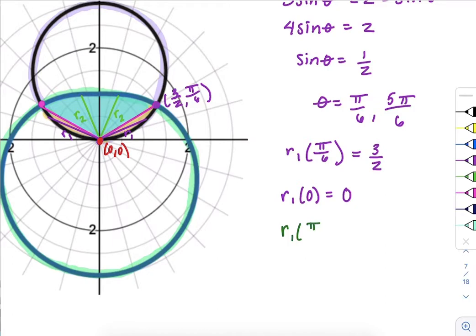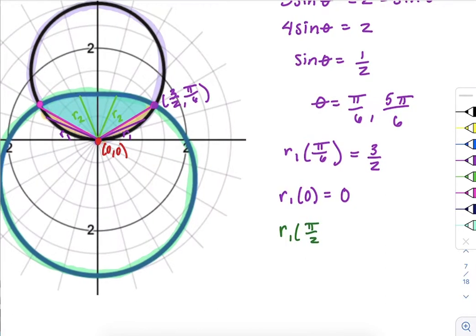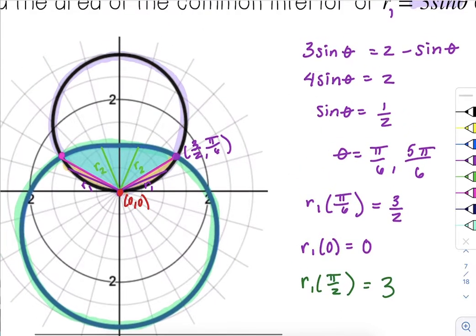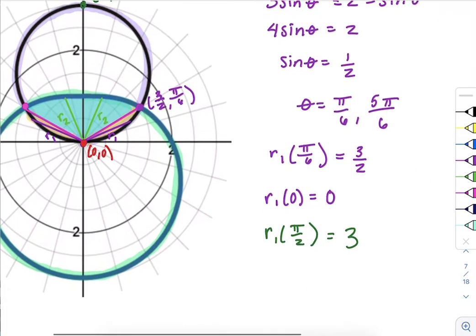R1 of pi over 2, just want to make sure I know where I'm at here and how the circle is moving. That'd be 3 times sine of pi over 2, so that's 3. So that's going to put me all the way out here. So 3 comma pi over 2. And then next time I'm going to get back to the pole of 0 is actually at pi. Right, so down here now I'm at pi comma 0.